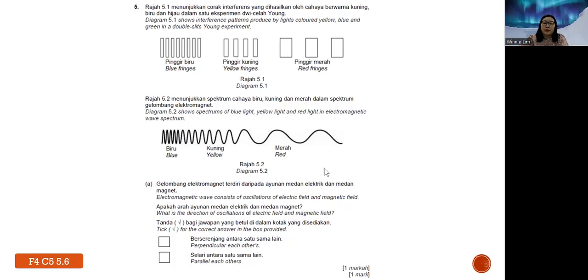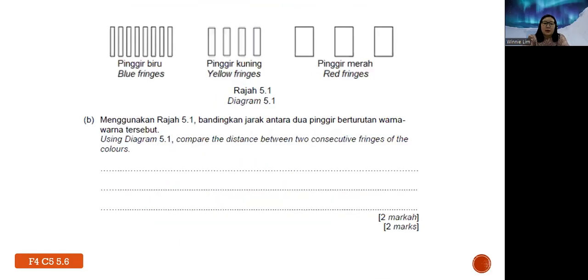Okay, so the definition of an electromagnetic wave is that it consists of those fields, the electric field and magnetic field, which are perpendicular to each other. So this is how you give the first answer, tick in the first box itself. Okay, then next B, using diagram 5.1, compare the distance between two consecutive fringes of the color.